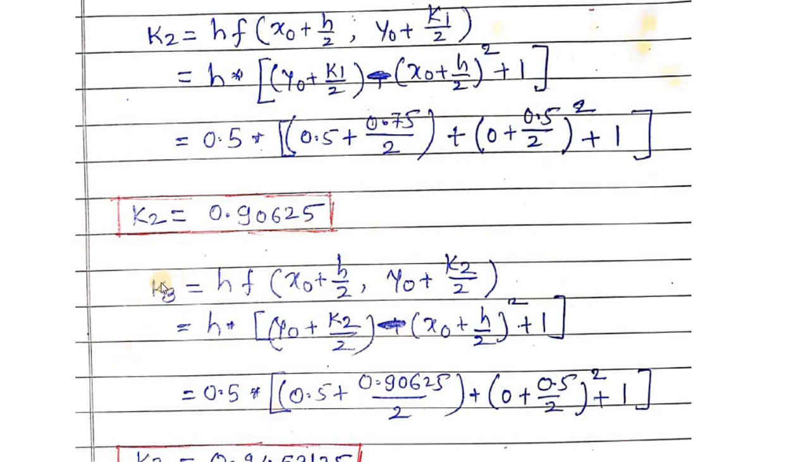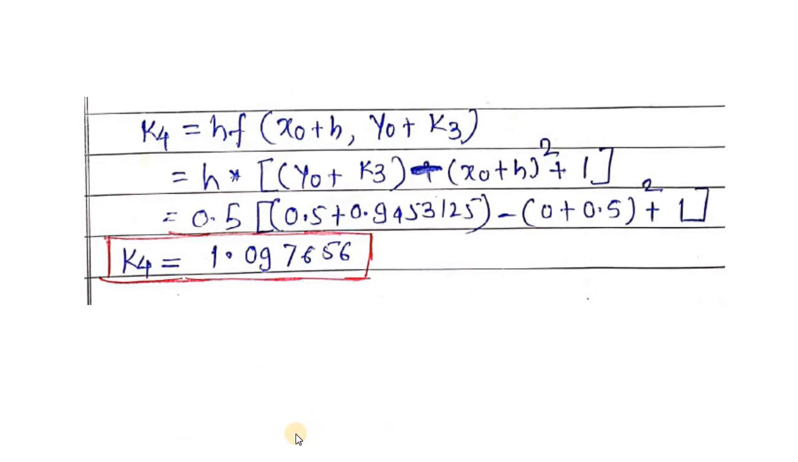Now let us calculate k3. k3 is equal to h into f of x0 plus h by 2, y0 plus k2 by 2. Putting in the function y0 minus x0 square plus 1, we will get k3 equal to 0.9453125.